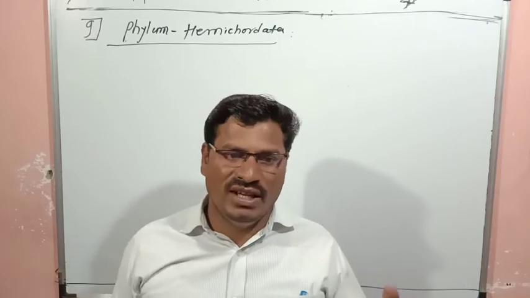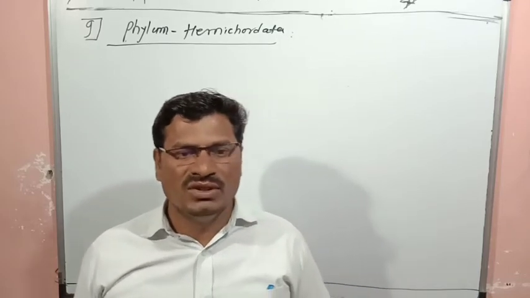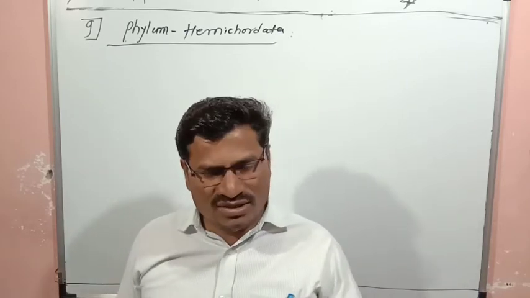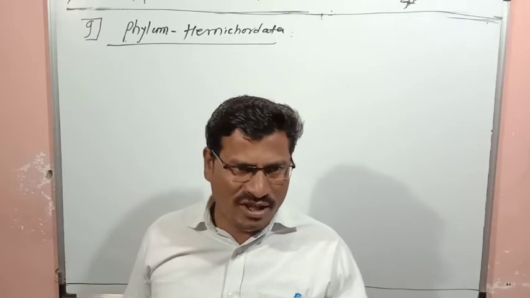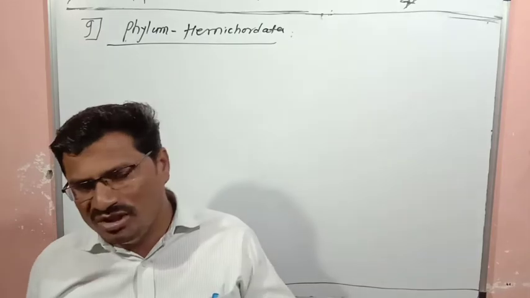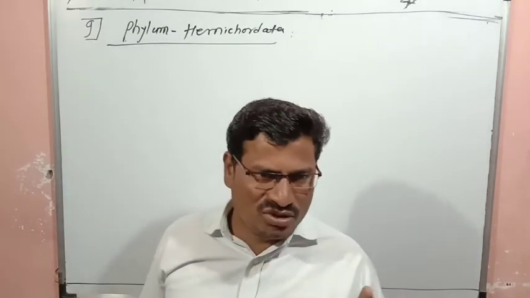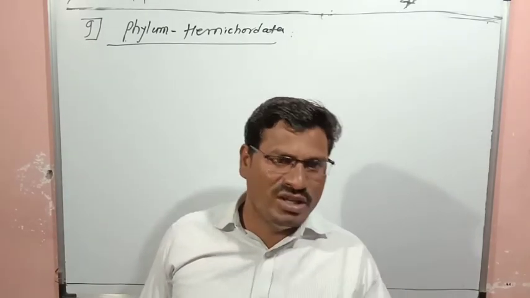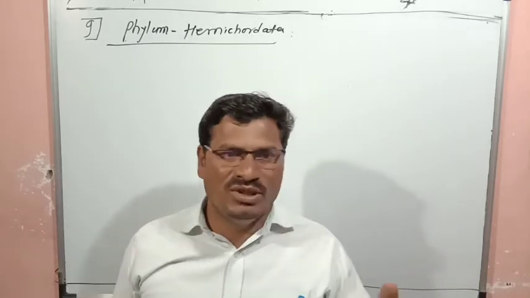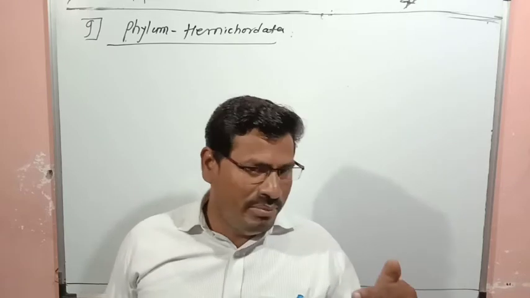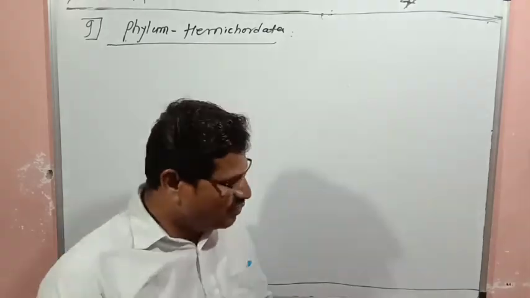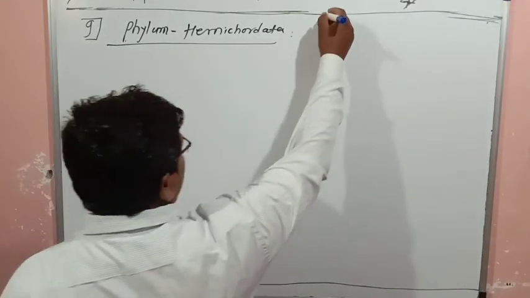And the last characteristic is that they are unisexual, or some may be hermaphrodite. Some animals from the phylum Hemichordata are unisexual, and some are hermaphrodite. Hermaphrodite means both male and female reproductive systems are present in the same organism. Examples of Hemichordata are Balanoglossus and Saccoglossus.